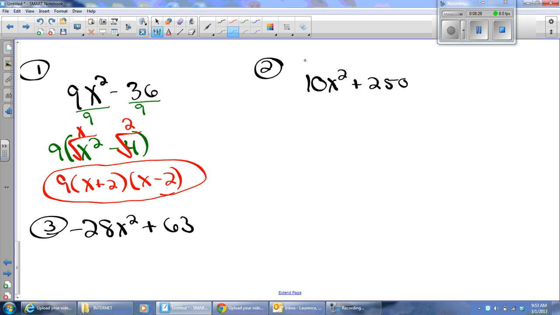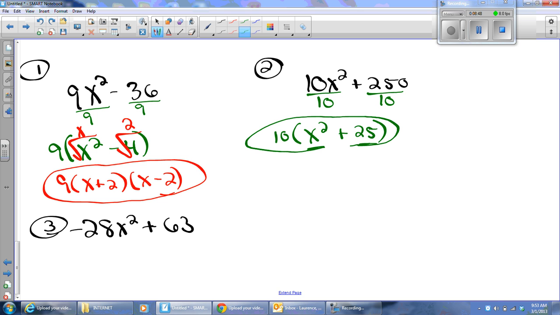Okay, come on to problem number 2. Let's GCF it. I see that 10 goes in here, and 10 also goes in there. I pull my 10 out, I'm left with x squared plus 25. I have a perfect square, but there's no subtraction. So I stop right here. I don't say it's prime because I actually pulled out a GCF. But that's all I can do to it.